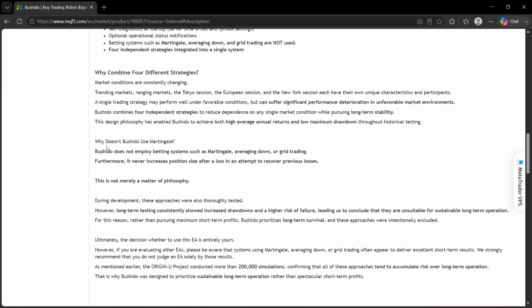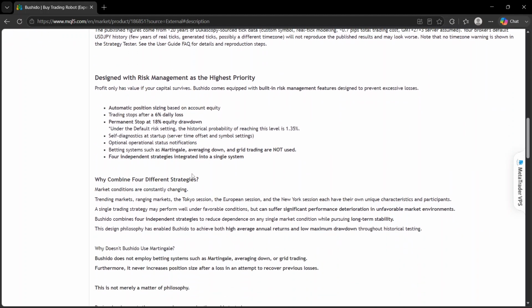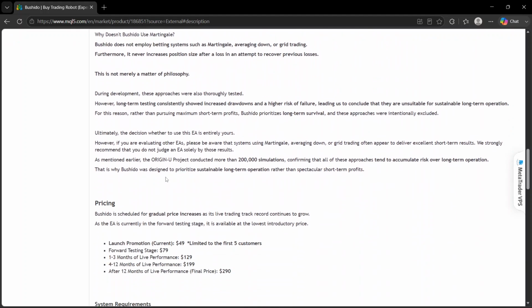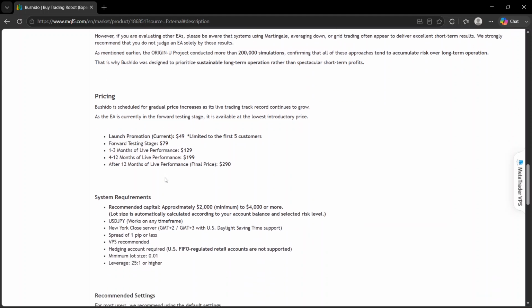They stress repeatedly that none of this model uses martingale, averaging down, or grid trading, and position size never increases after a loss. Instead, lots are calculated automatically from your account balance and the risk level you pick. The whole system is designed to be time frame independent. You can drop it on any chart and it still runs the same logic. They also built in a Japanese holiday skip for the fade model, so it doesn't try to trade the fix on days when the banks are closed.